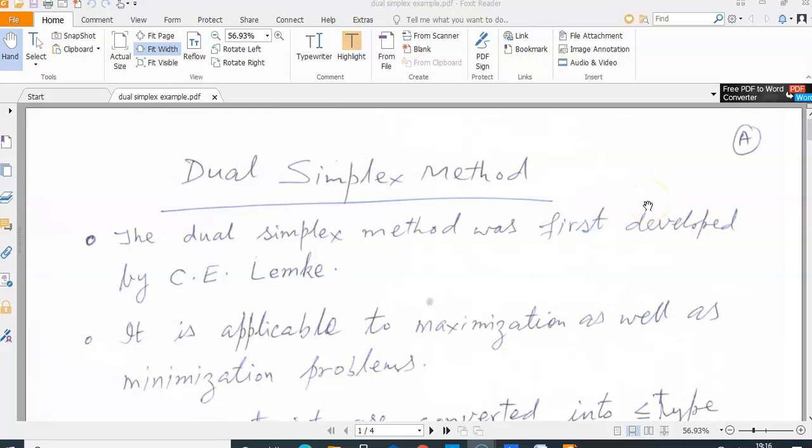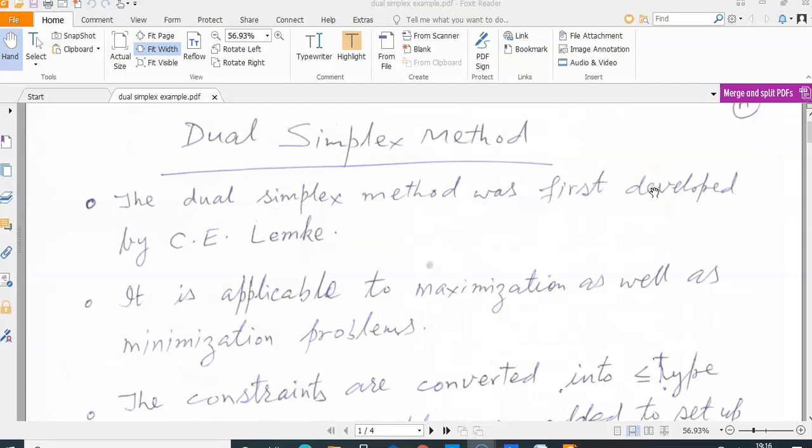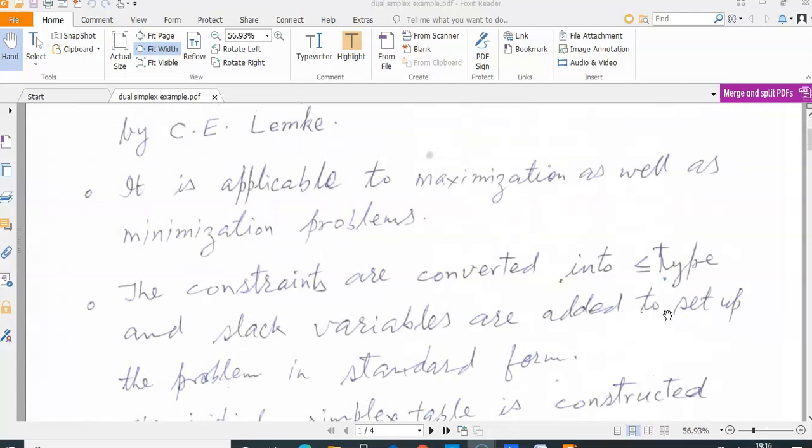Hello students. This is the last topic of duality: the dual simplex method. The dual simplex method was first developed by C. E. Lemke, who was a student of Charnes. Charnes developed a method for resolution of these problems. It is applicable to maximization as well as minimization problems.